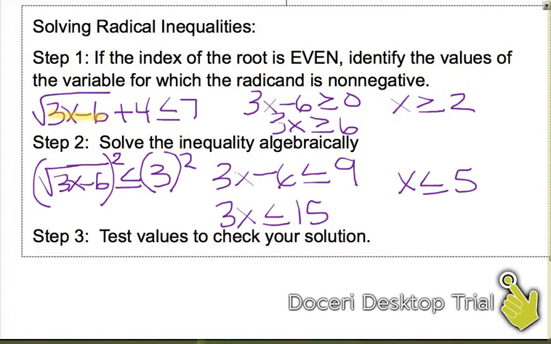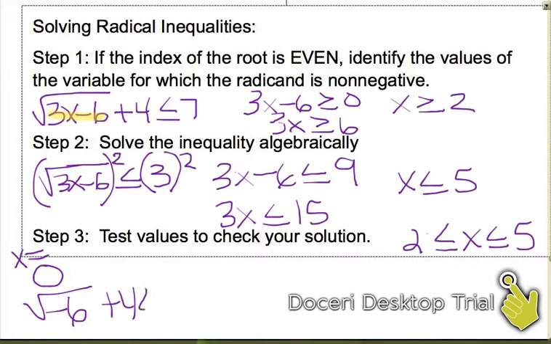And so at this point, I would say I have a compound solution where x is greater than or equal to 2 and less than or equal to 5. And so I can test values to make sure my solution checks. 0 would be to the left of 2 on the number line, so I'll try 0. If x equals 0, I would get the square root of negative 6 plus 4 is less than or equal to 7. Well, that's not going to work, so I can see that that's correct. That to the left of 2 doesn't work.